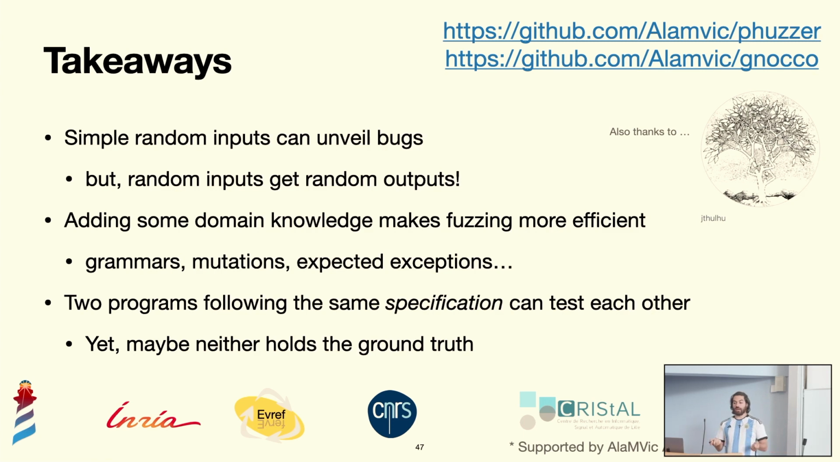We can add some domain knowledge to make fuzzing more efficient, for example, guiding the inputs with grammars or other techniques. We can have mutations. The mutations that I showed you were really simple mutations on strings. We can have mutations that are more domain specific, like swapping the day and the month, for example. We have also seen that if we have two programs that follow the same specification, we can use one to test the other one.